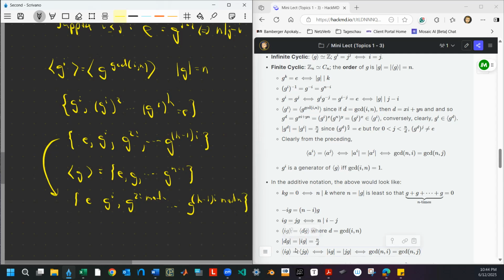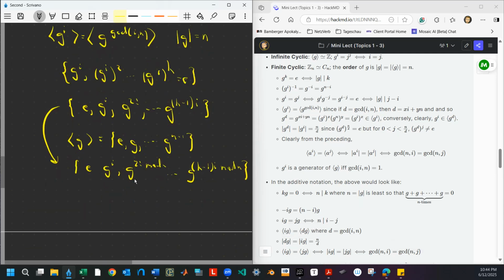Why is that? That's because g to the n is e, right? So just like I did before, just to be clear about this, let's say g to the s_i is equal to g to the q n plus r, where s_i equals qn plus r, and r is equal to s_i mod n, right? And just like we did above, this will be g^r. So this is g^(s_i mod n).